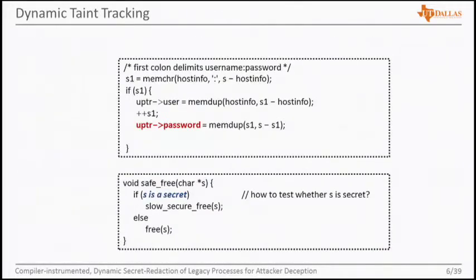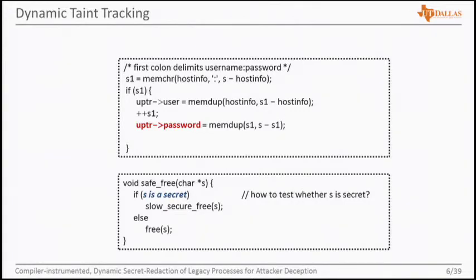To understand how this works, let's consider this example extracted from the Apache web server, in which we have an input stream that is partitioned into a username and a password delimited by this colon character. Later on, we might want to safely release these secret passwords, so we have this safe free function here. The question is, how do we test whether this character string S is a secret or not?